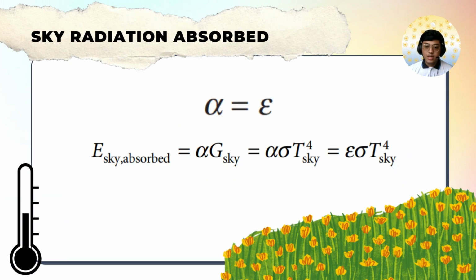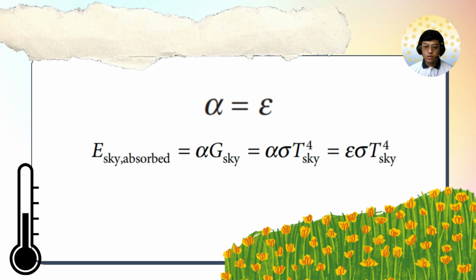In light of Kirchhoff's law, we can take the absorptivity of a surface, which is alpha, to be equal to epsilon, or its emissivity at room temperature, thus making alpha equal to epsilon. Then the sky radiation absorbed by a surface can be expressed as: sky radiation absorbed is equal to alpha times G sub sky, which equals alpha times the Stefan-Boltzmann constant times the temperature of the sky raised to 4, which equals epsilon, or the emissivity at room temperature, times the Stefan-Boltzmann constant multiplied by the temperature of the sky raised to 4.